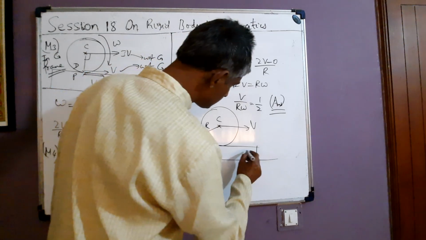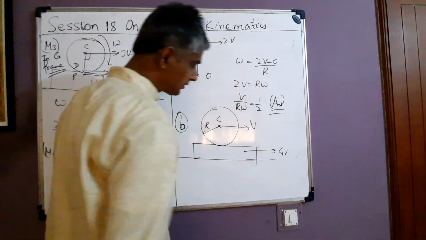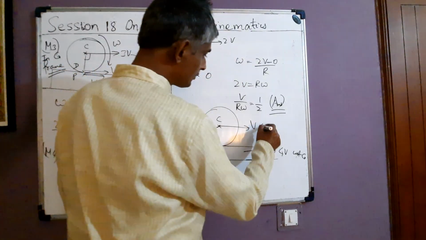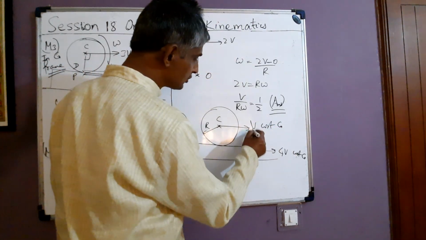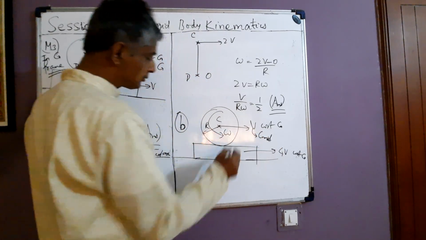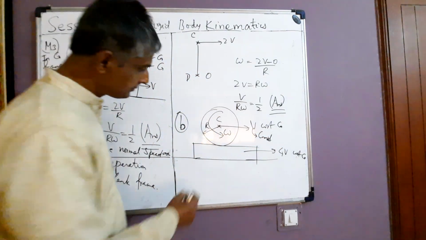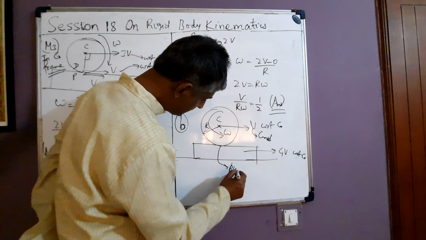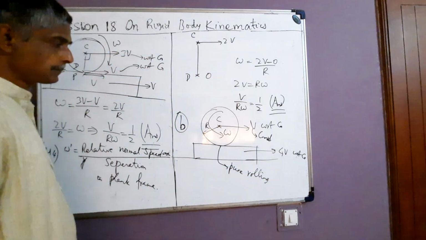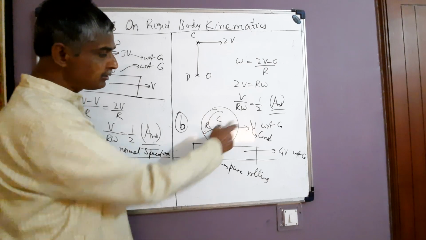This is the Planck. Planck moves at a constant speed of 4v with respect to ground. This v is also with respect to ground. Both are constants. Angular speed of drum with respect to ground is omega anticlockwise, given. And here pure rolling is taking place. Again, we have to find the value of v by omega R.